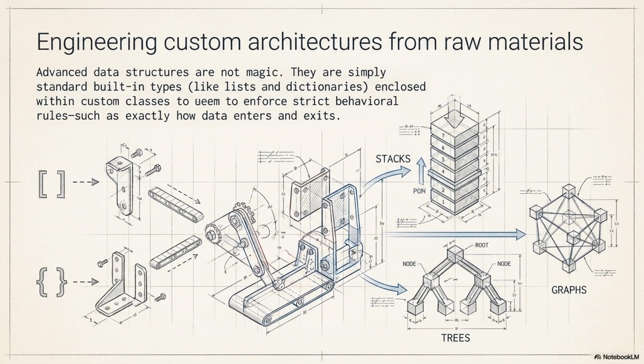Now we move into custom architectures. These are built from the raw materials, but they enforce stronger rules. A stack is a last-in, first-out structure. The most recent item added is the first item removed. That is exactly what you want for undo history, backtracking, depth-first search, browser navigation, and temporary state where the newest action should be reversed first.